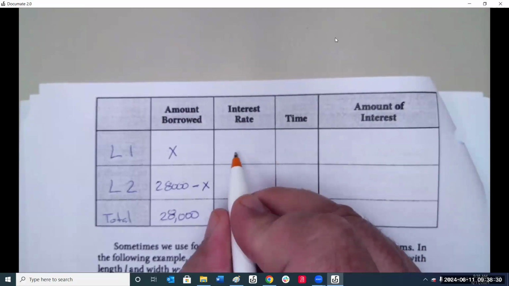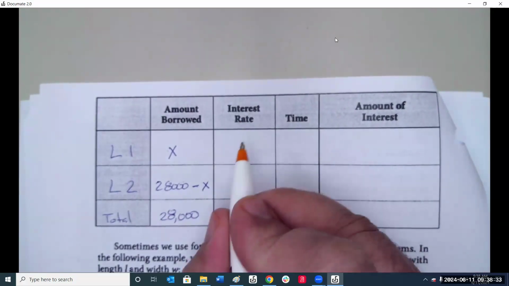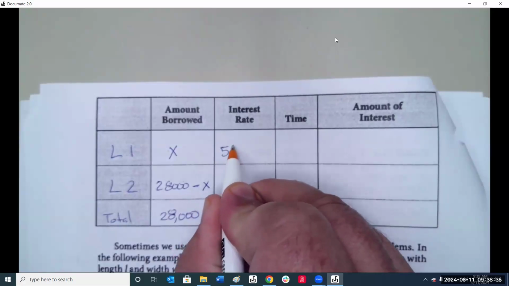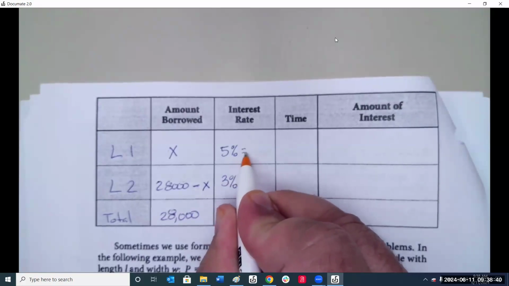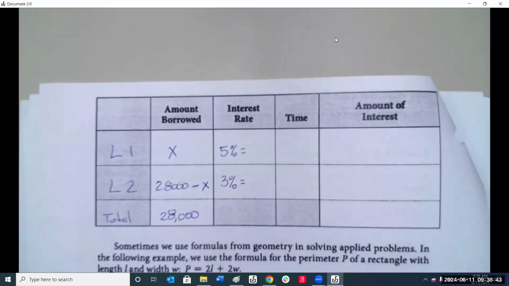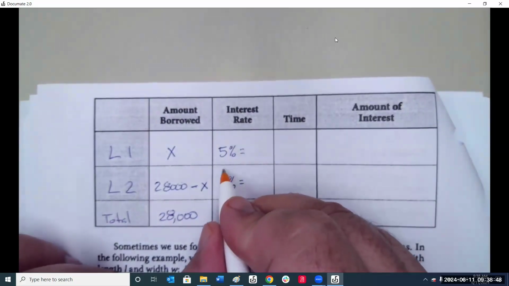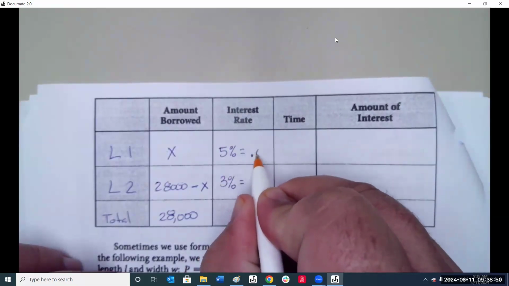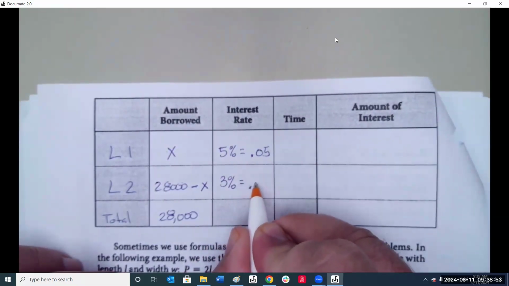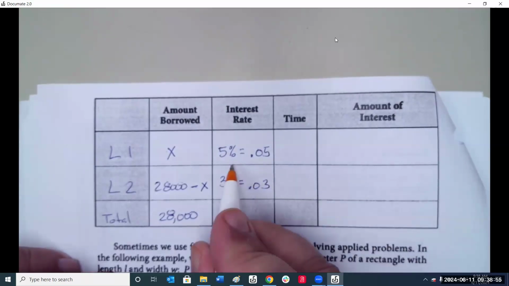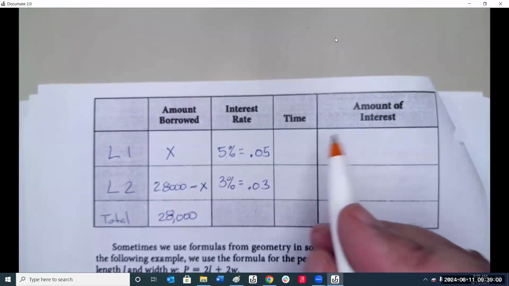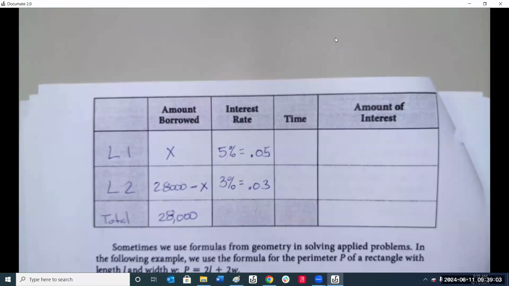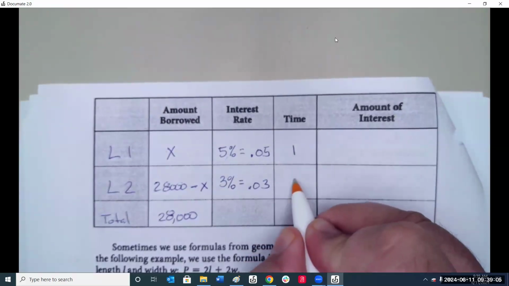The interest rates. What were the rates of the interest? One was 5%, one was 3%. We have to convert those to decimal. So 5% is going to be what? 0.05 and then 0.03. Just move the decimal place over 2 to the left. What's the time? How long was the note borrowed? 1 year, so T is 1.